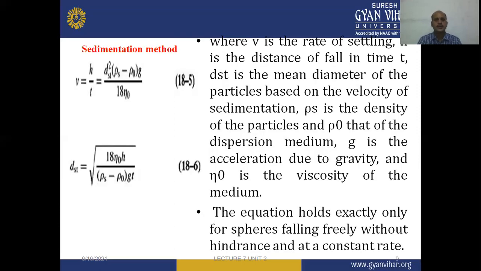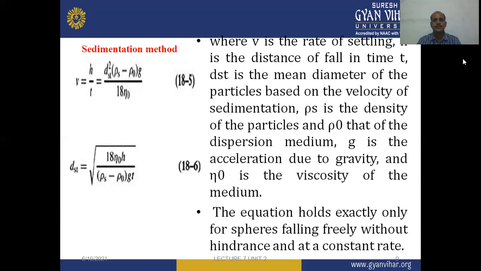When we go through the detail regarding the Stokes law, we can find out what the different parameters given in the Stokes law are. V is the velocity of sedimentation, or it is known as the rate of settling. H is the distance of falling in time T. So V equal to H by T, where V is the velocity of sedimentation or rate of settling down.